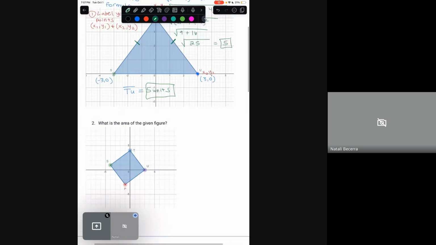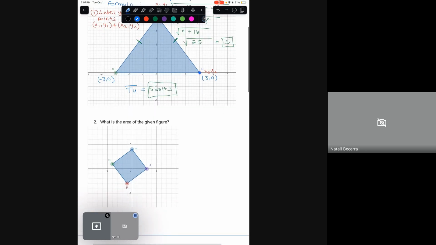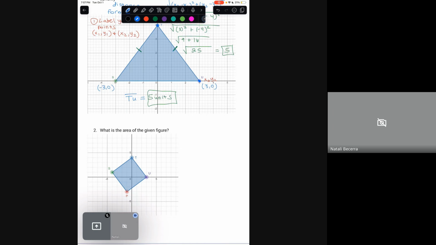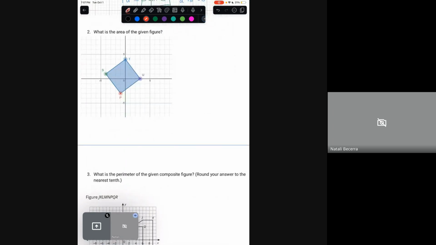You could have also done the Pythagorean theorem, okay? If you want to do the Pythagorean theorem, you have to draw the right triangle. And then if you forget, a squared plus b squared equals c squared, okay? But I'm not going to do that. I like the distance formula better.